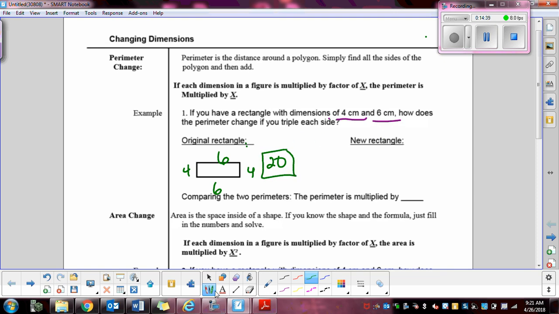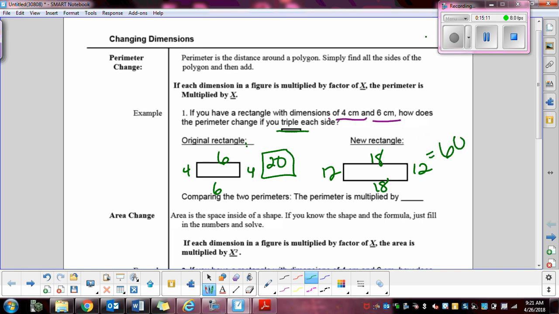I have a new rectangle. They said I'm going to triple each side. So that means we're just going to multiply everything by 3. So 6 times 3 is 18. 4 times 3 is 12. So 18 plus 18 plus 12 plus 12 is 60.